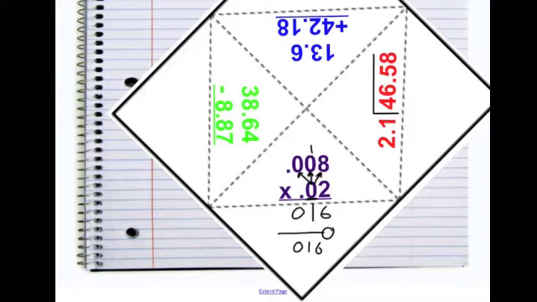However, I have 1, 2, and 1, 2, 3 decimal places in my factors. So I need to count all those decimal places up and insert them into my solution. So I have 1, 2, and then I'm going to have 1, 2, 3, which gives me a final solution of, this is the tenths place, hundredths place, thousandths place, ten-thousandths, hundred-thousandths. So I have 1,600 thousandths. That is my solution.